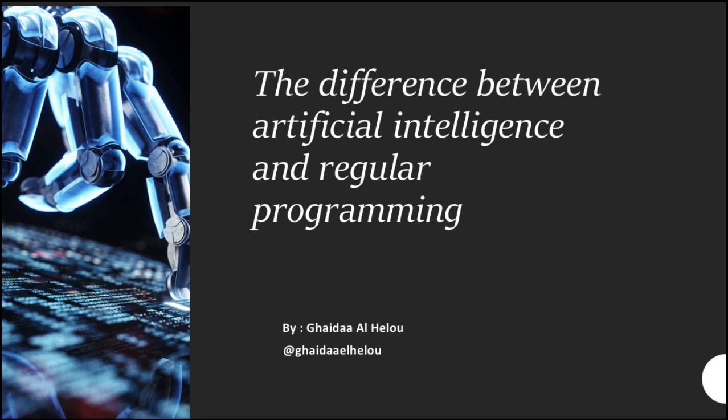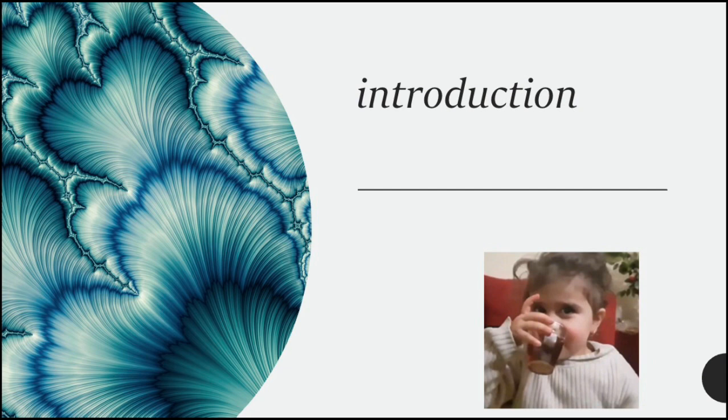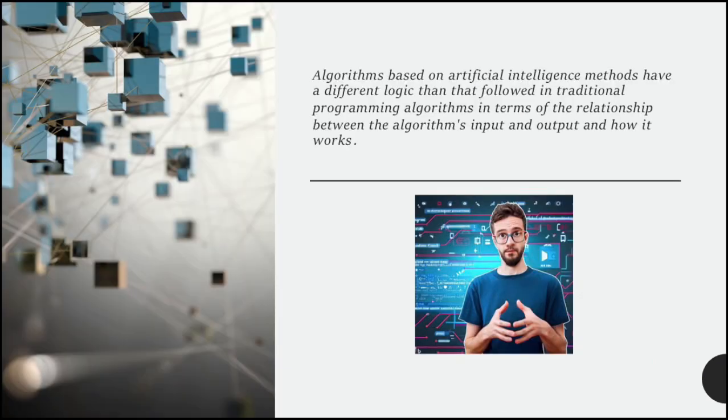Today we're gonna talk about differences between artificial intelligence AI and regular programming. Algorithms based on AI methods have a different logic than that followed in traditional programming algorithms in terms of the relationship between the input and output of the algorithm and how it works.